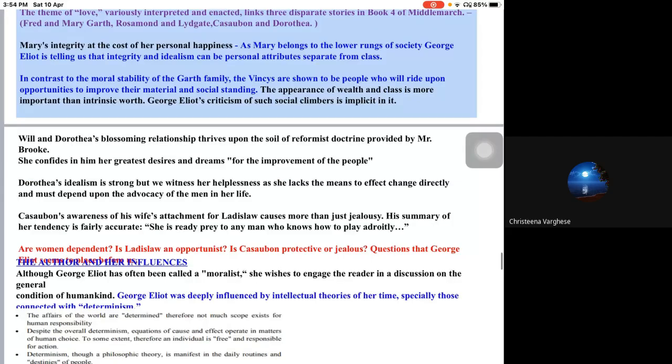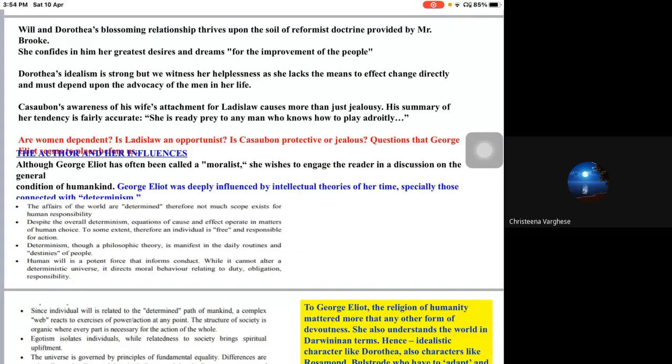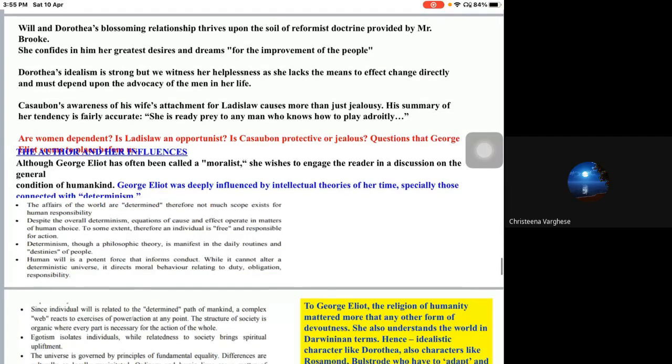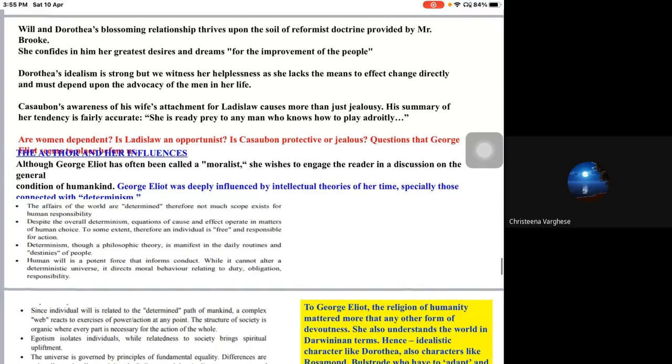Now, Will and Dorothea's blossoming relationship thrives upon the soil of reformist doctrine provided by Mr. Brooke. Mr. Brooke is the uncle of Dorothea, who gives Ladislaw a job of editing. He's embarking upon a political career. She confides in him her greatest desires and dreams for improvement of the people. Dorothea's idealism is strong, but we witness her helplessness as she lacks the means to effect change directly and must depend upon the advocacy of the men in her life. So as a woman, she has her own restrictions, and she's also dependent on men in order to advance her ideals.